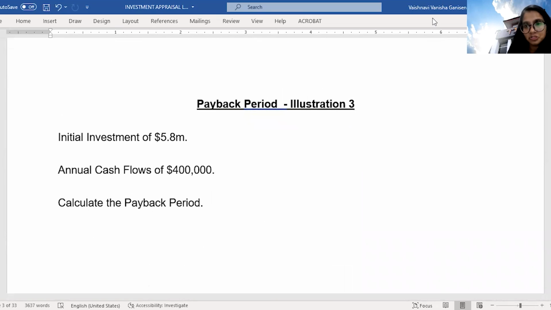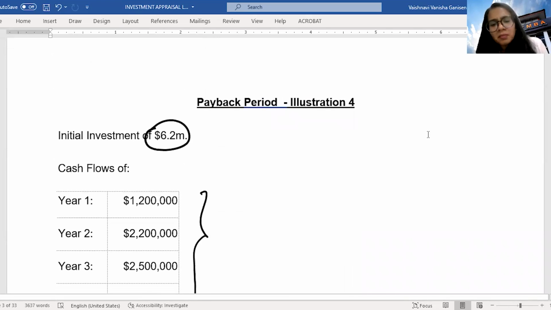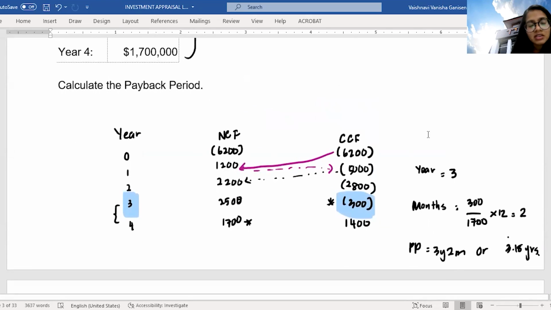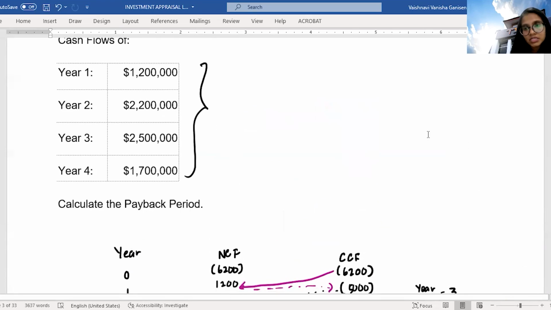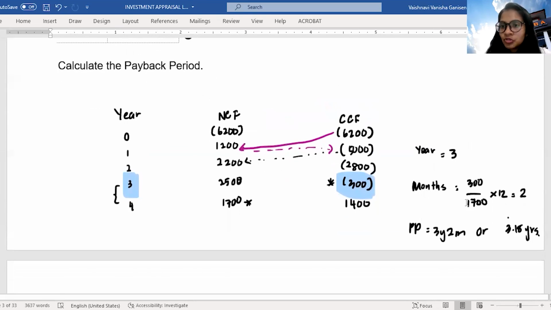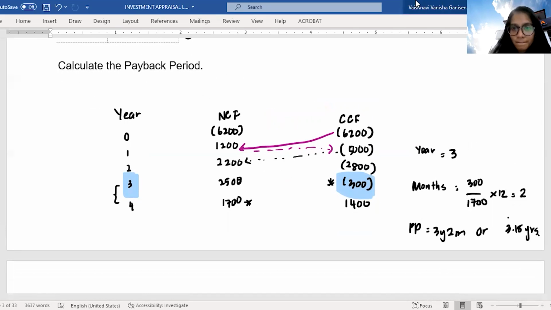Payback period is easy. What it means is that when the company invests in this project, the initial investment would be repaid within 3 years and 2 months, or 3.18 years. All right, now let's try to do the king's question again.